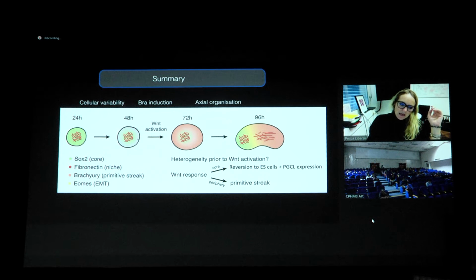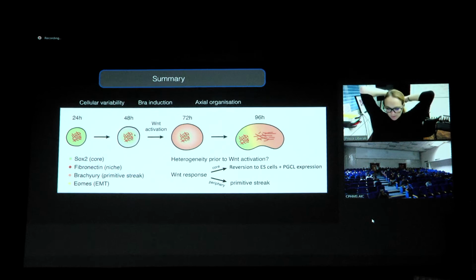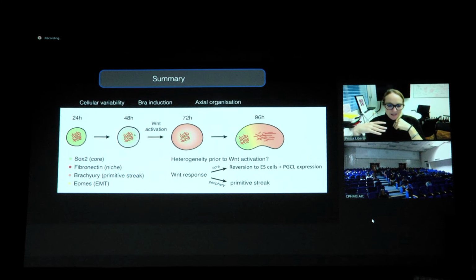So when we get to 48 hours, we have this heterogeneity in SOX2, with the core cells having much higher SOX2 and the outside cells having much lower. When we did the Wnt activation, what is happening is the outside cells are competent for differentiation and acquire brachyury, while the core cells revert to naive pluripotency, or ectopic pluripotency, however we want to call it. And some of them over time also express some PGC markers. I think this is quite interesting, and it was interesting for us to see.